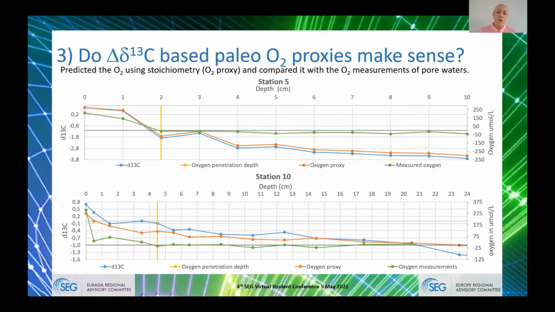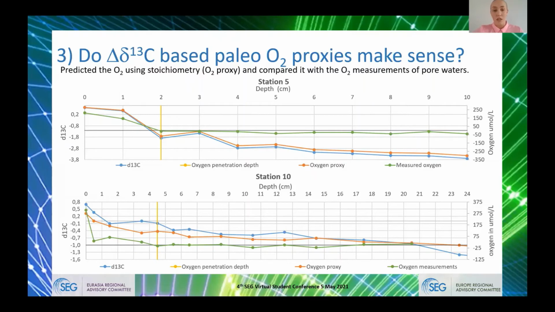So we measured oxygen to be gone at approximately 2 centimeters in station 5. You can also see that the calculated oxygen, the ones that we used the proxy on, also say that oxygen should be gone by 2 centimeters. So in this case, it actually works to use delta C13.